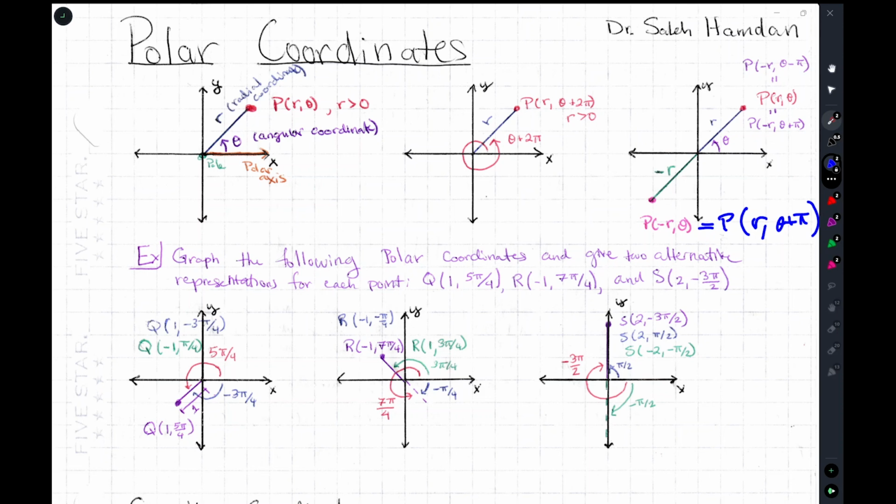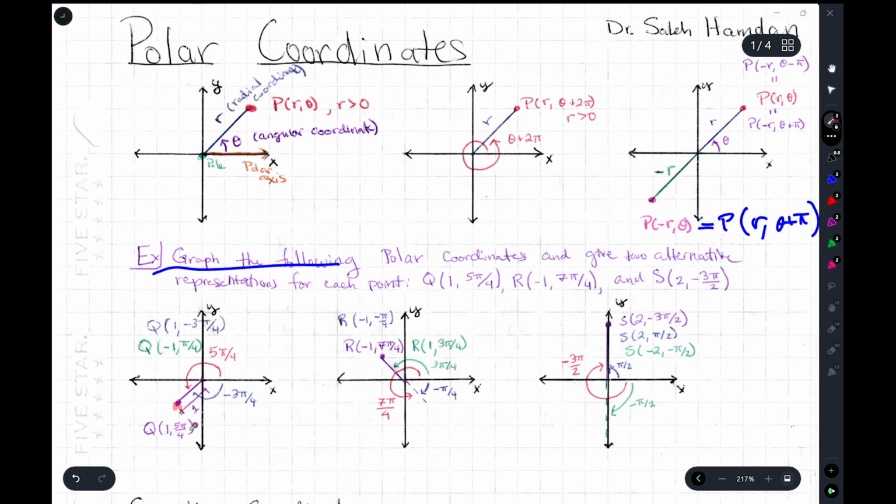So let's do an example. Let's consider this example right here. We want to graph these following polar coordinates with two alternative representations. So let's start with Q(1, 5 pi over 4). Okay, 5 pi over 4 is basically pi plus pi over 4, or 45 degrees, so 180 plus 45 degrees. And so the standard way to do this is to just wind 5 pi over 4 counterclockwise, because it's positive, and you'll have a radial distance of 1, and so you end up at this point here.